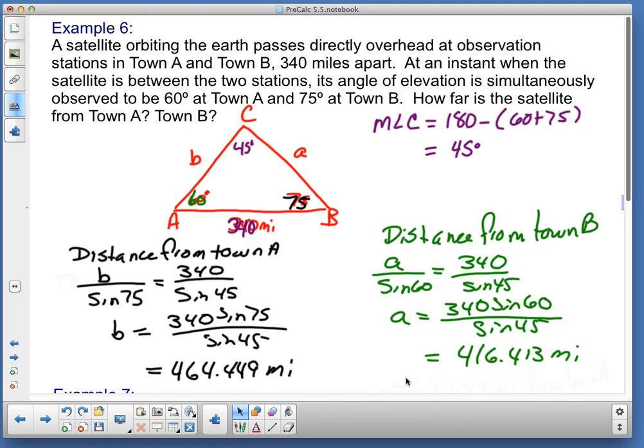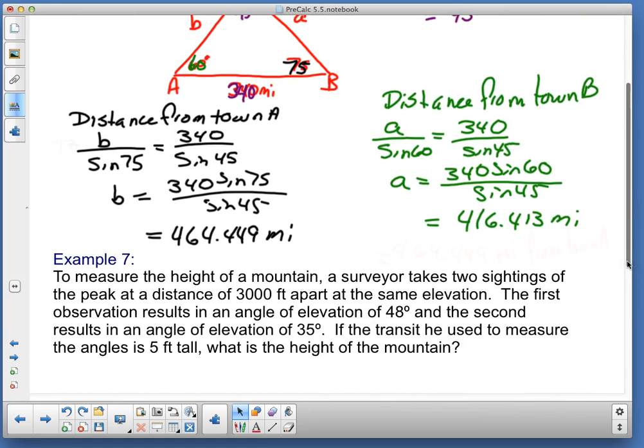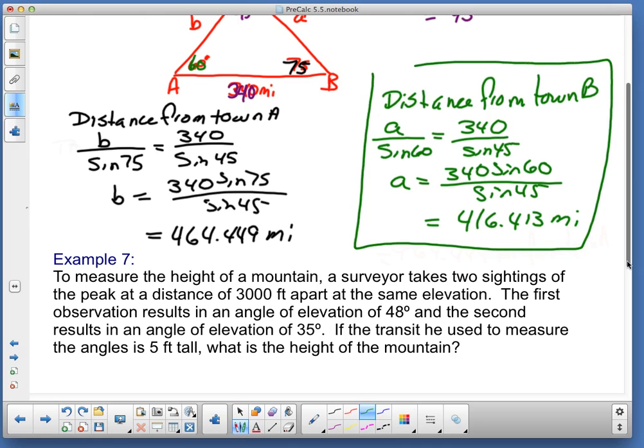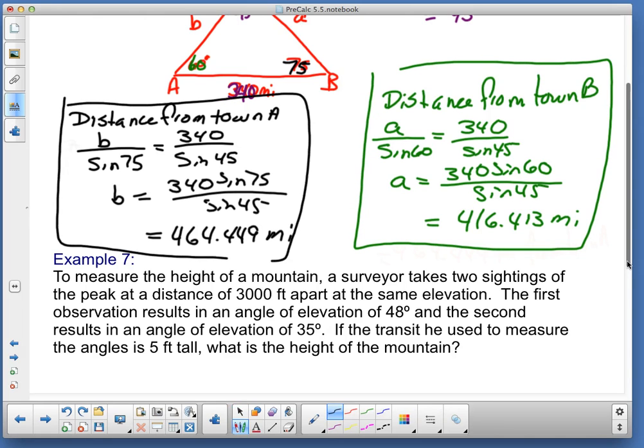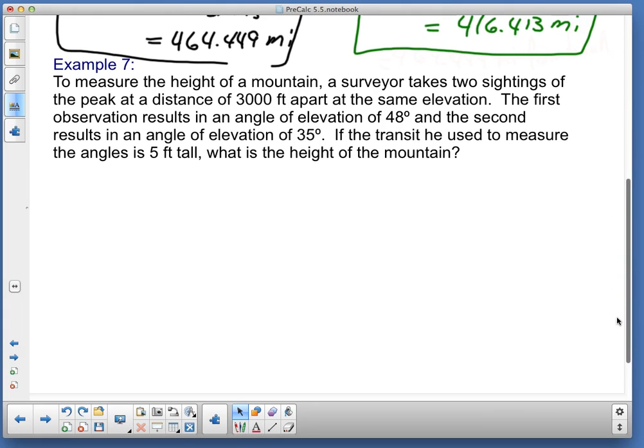So now that we've got that all written down, I suppose that's about it. That's as best I can do, distance from town B, and I've got this distance from town A, and we're golden. Okay, just double check to make sure that that's what we had before. Hey, look at that. Okay, so we're off to example 7, and example 7 is a little bit more involved. Let's read that a couple times.